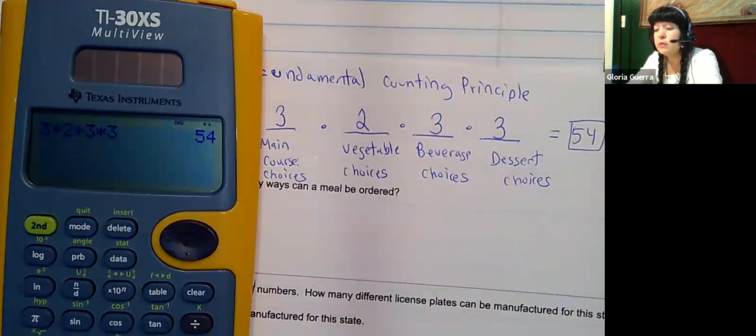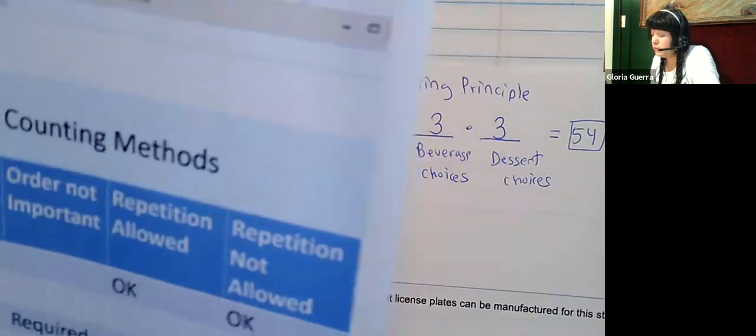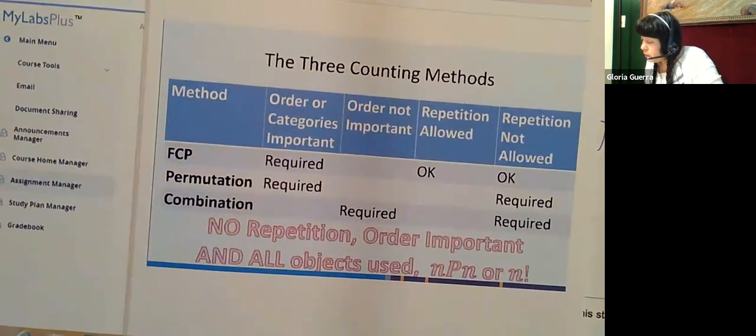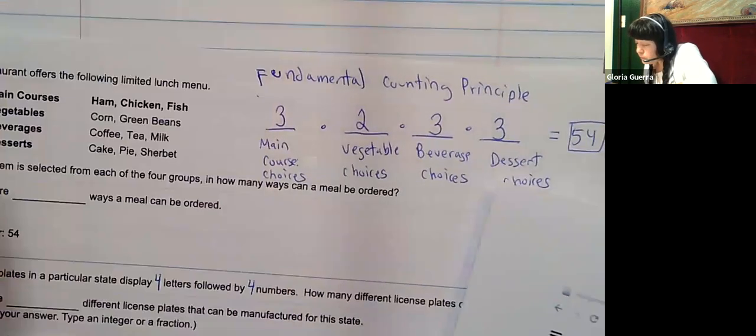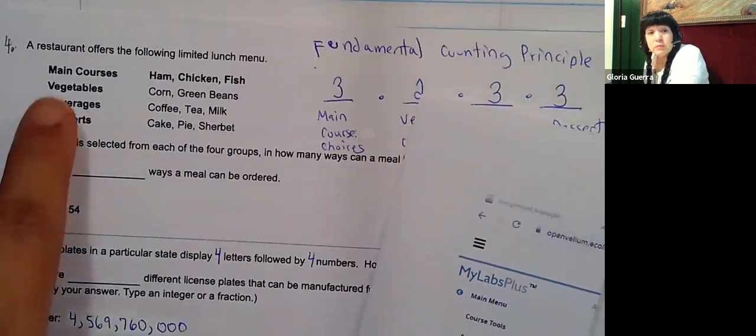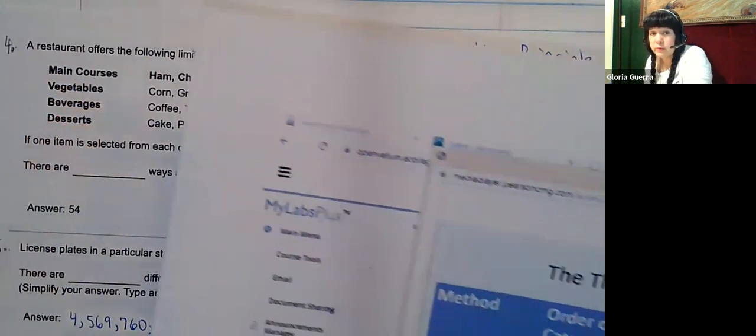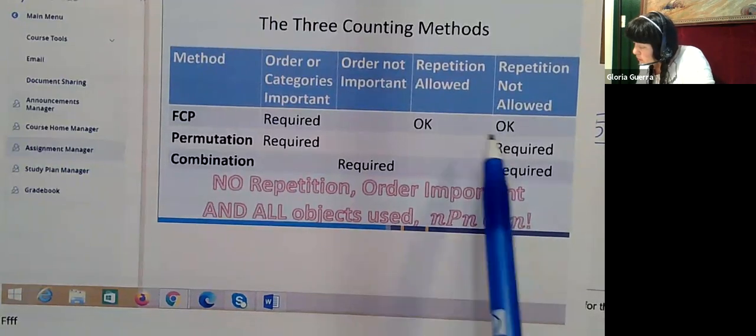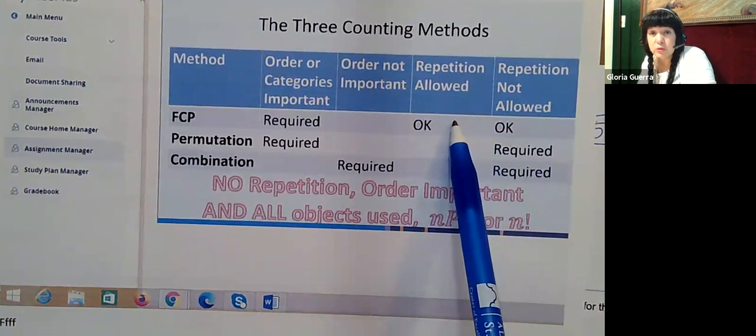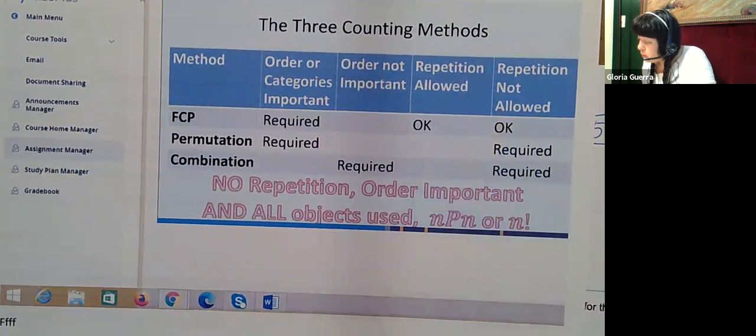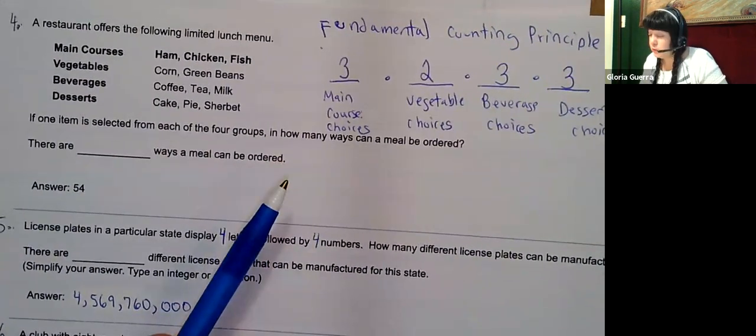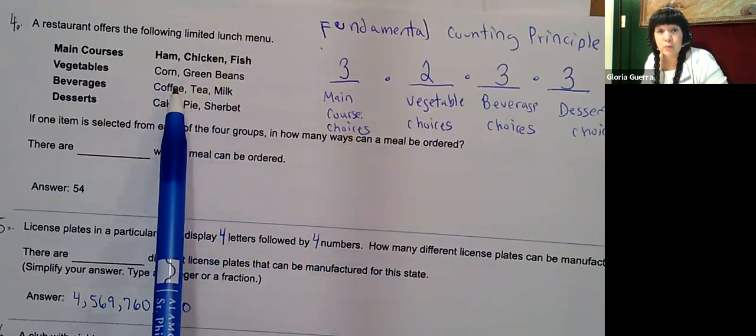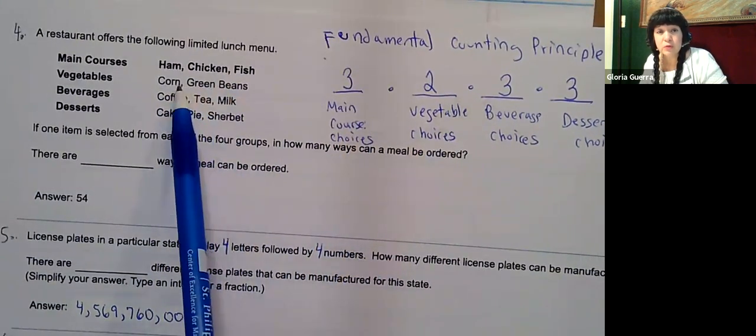And if you want, because FCP was on the chart, we could go back and look at that chart, FCP, and see if we gather anything from it. It says order or categories are important. And so, because we could consider these categories, right? The main course, the vegetable, the beverages, the desserts. And then also it says you have a choice on repetition in an FCP problem. Either repetition could or not be allowed. And so, there was no need to address repetition here. They didn't say anything about anything repeating. So I just counted each item once. 1, 2, 3, 1, 2, 3, 1, 2, 3. This vegetable had 2 items, 1, 2 here. Okay.